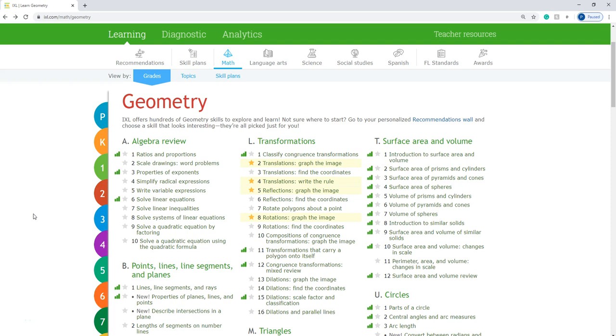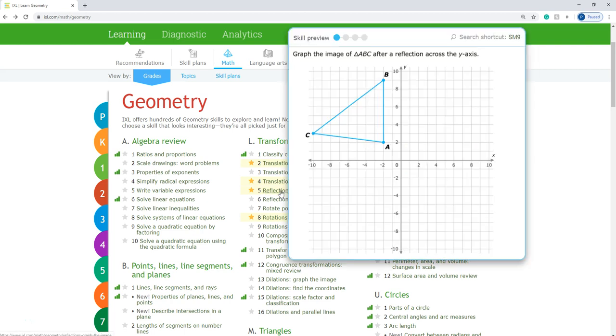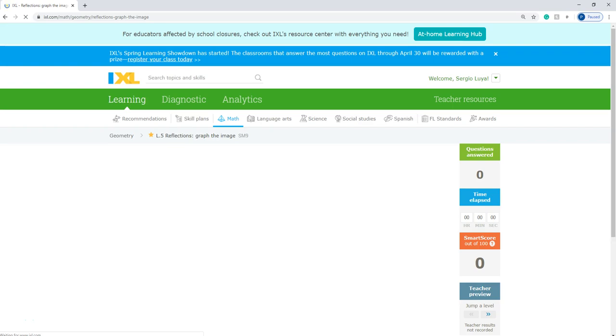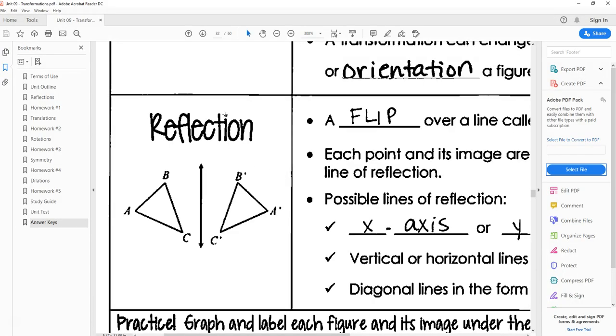All right, so the next IXL I wanted you guys to complete for this week was L5. More transformations, but this time the reflections, graphing, and image. And just like what I've been doing for the other videos, I'm going to show you guys a quick review of what we did in the past.